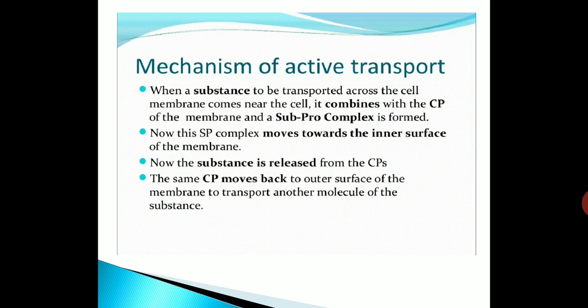Now we'll see the mechanism of active transport. When a substance to be transported across the cell membrane comes near the cell, it combines with the carrier protein of the membrane and a substance-protein complex is formed. Now this substance-protein complex moves towards the inner surface of the membrane.